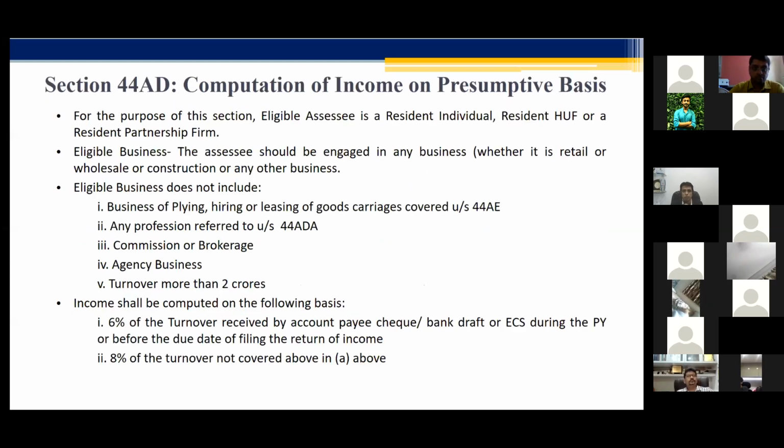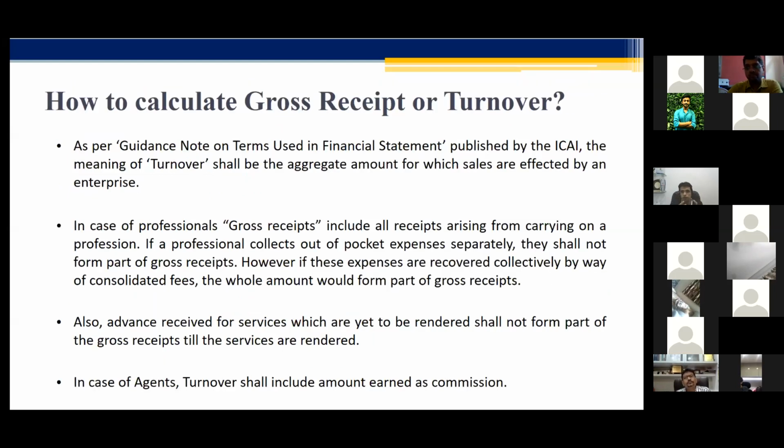Coming to how to calculate gross receipts or turnover, because these wordings of sales, gross receipts and turnover came in since the tax audit, and we have a guidance note published by ICAI on this, which details how it is to be calculated. I'll try to cover it one by one.